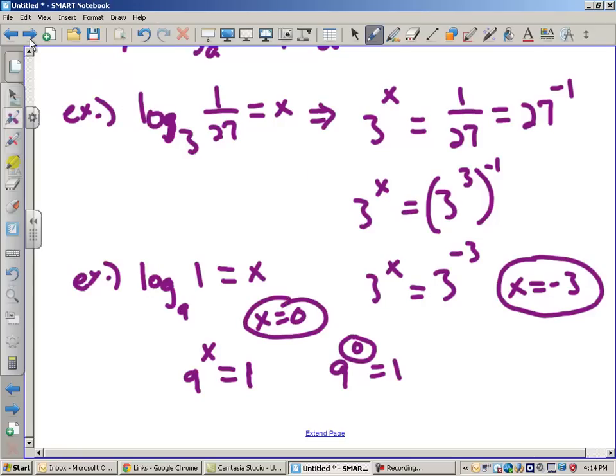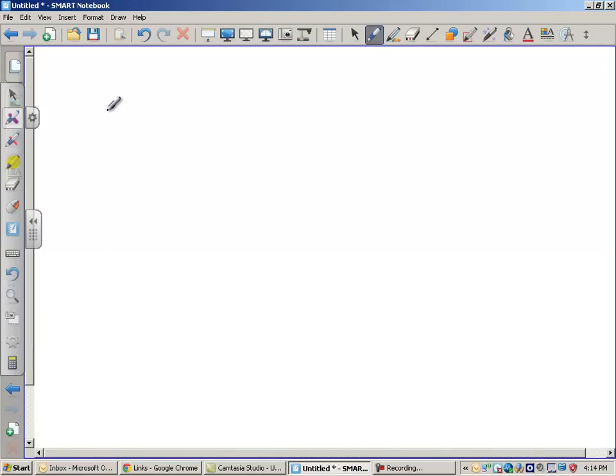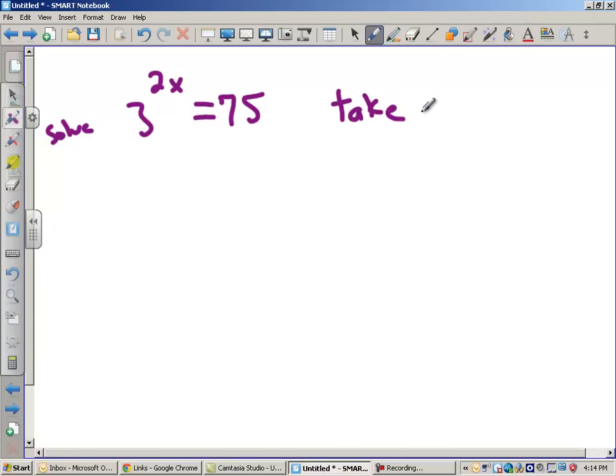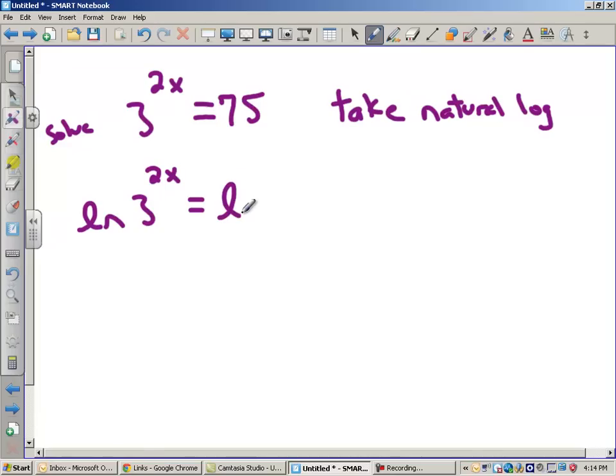Alright, let's go forward and do another example. What about something that doesn't work out very pretty? You're going to have to use a calculator. So let's solve 3 to the 2x is equal to 75, and we want to solve this for x. Well, I cannot write 75 as a power of 3, so that's not going to help me. So I'm going to take the natural log of both sides. So I'm going to do an ln on this side and then an ln on the other side.